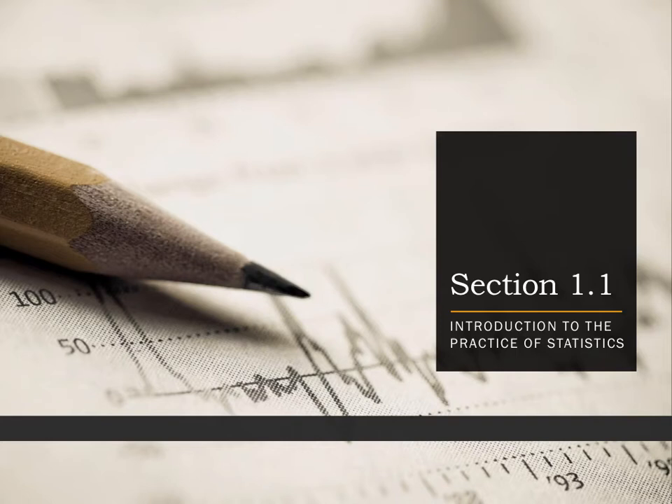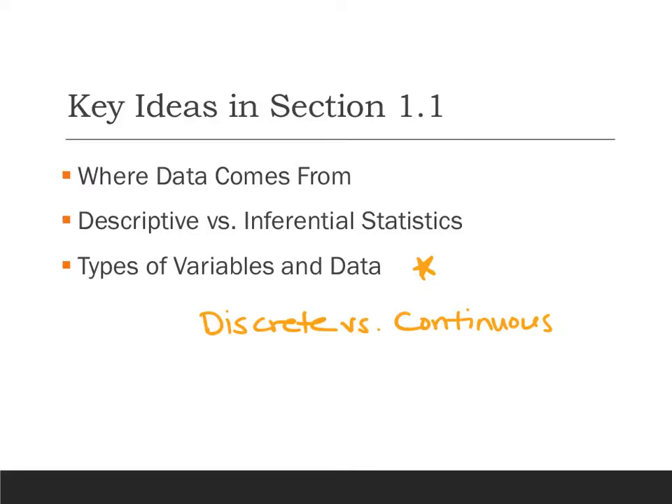Alright, this is the last video for section 1.1. It's part 5. And we've talked about discrete and continuous as far as the definitions. Now we're going to look at some examples. So let's see what we've got.